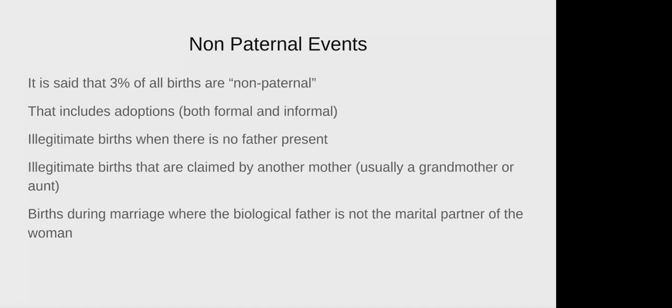There are illegitimate births like the one with Darby Smithard when there was no father. Illegitimate births are sometimes claimed by another mother. Usually that would be a grandmother or aunt. And that is what happened in the case of Joel Martin: his parentage was claimed by his grandparents. And then there are, of course, births during marriage where the biological father is not the marital partner. So just be aware of those. If you get some really funny data, be prepared to examine it.